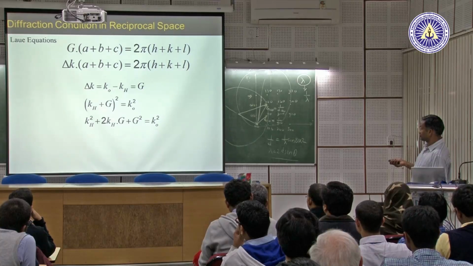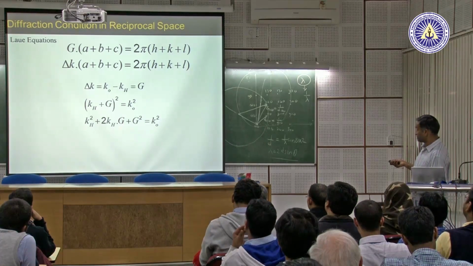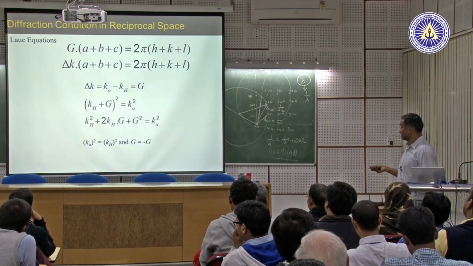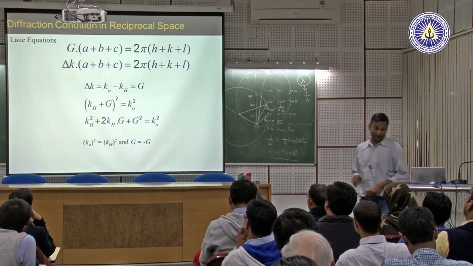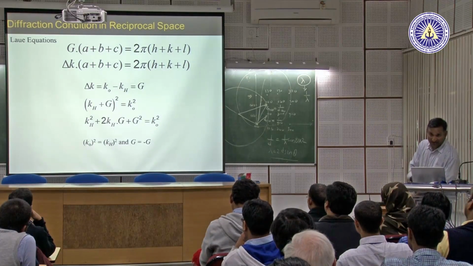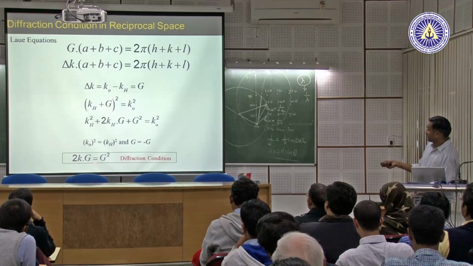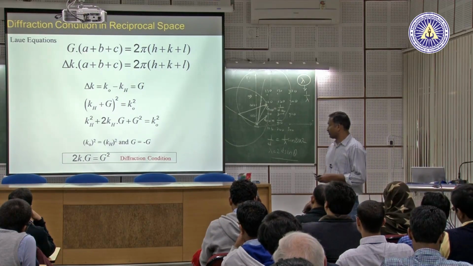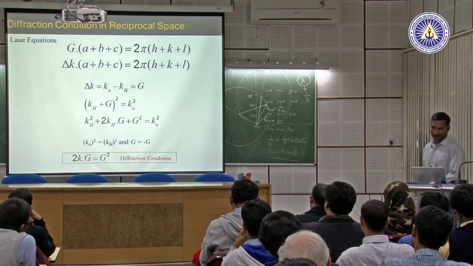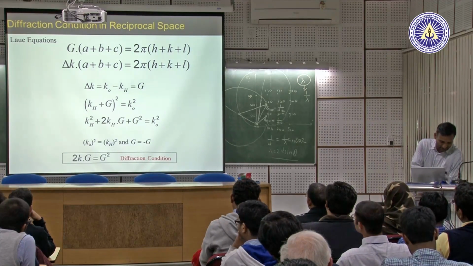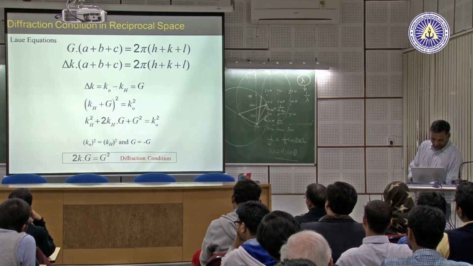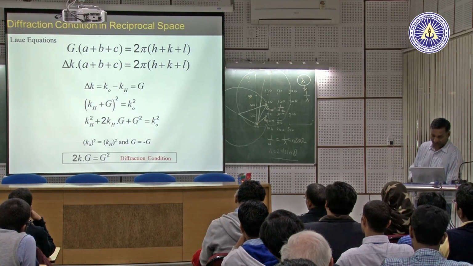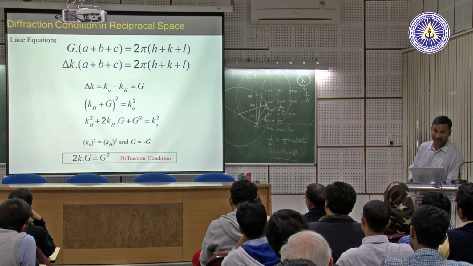you can write this as kh square plus g square plus 2 kh dot g, that is equal to k naught square. And since k naught square is equal to kh square and g is equal to minus g, you can write this diffraction condition in another form, that is 2k dot g is equal to g square. This is another diffraction condition which is often given in the physics books, but it basically arrives from the same condition, that is delta k is equal to g.